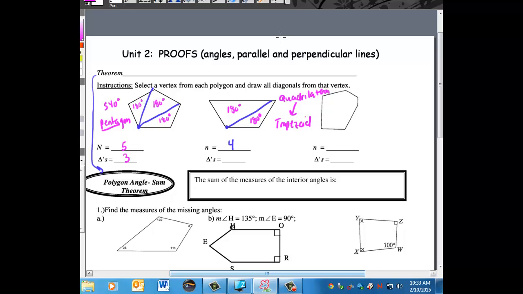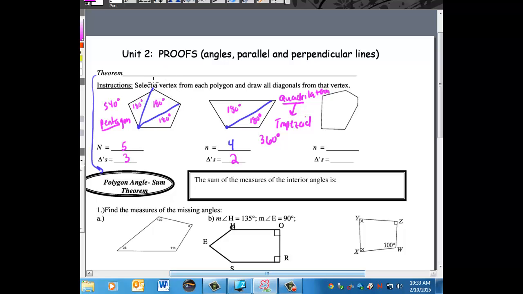And think of the word quad means 4. That makes sense because we have 4 sides. We also created 2 triangles. And since we created 2 triangles, the sum of the interior angles of a quadrilateral is going to be 360 degrees.